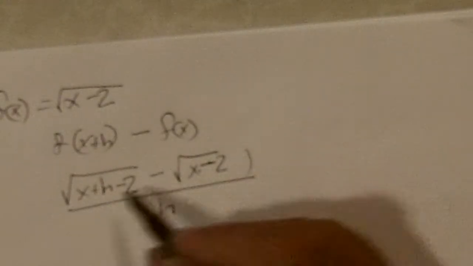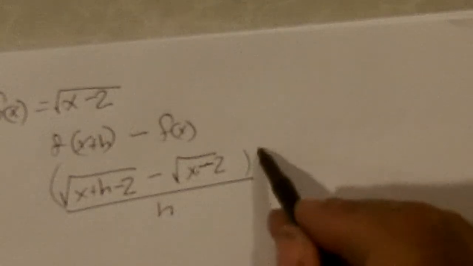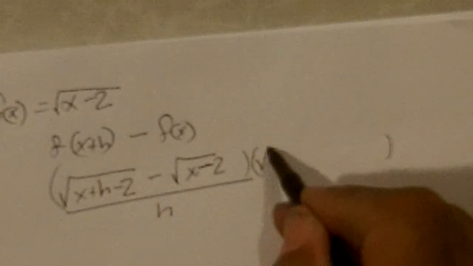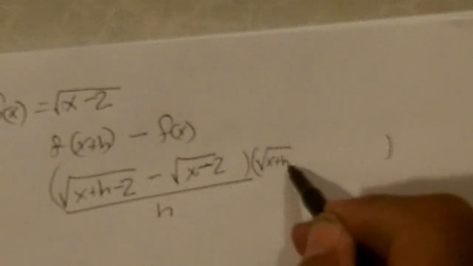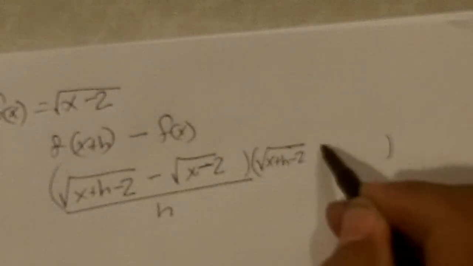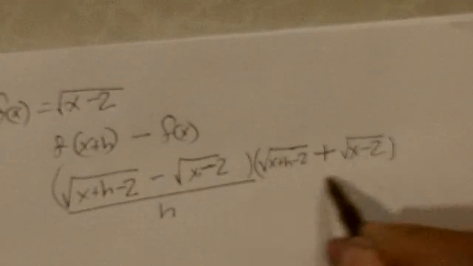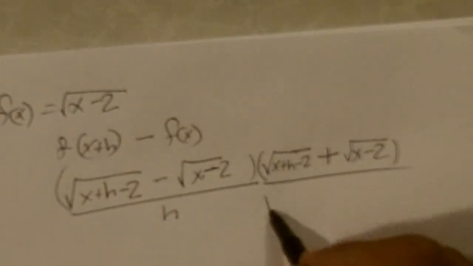Over h. Then they said rationalize the numerator, which means since it's got square roots, multiply by the conjugate. I did this in class. The conjugate, if this is minus, we want to do the square root of x plus h minus 2 plus the square root of x minus 2, in the numerator and the denominator.